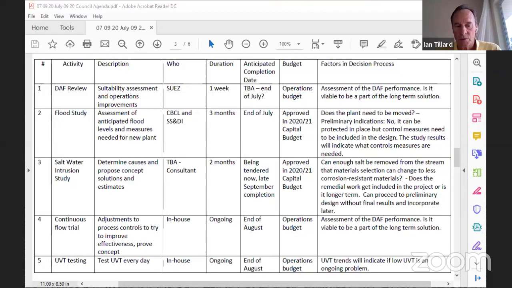And also we're doing some in-house UVT testing, basic testing on there. This basically looks at what kind of trends we've got and whether we've got an ongoing problem with our UVT system. So Heather, if we can go to the next one, thanks.